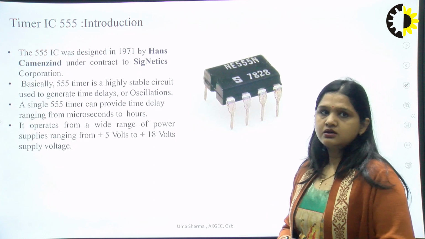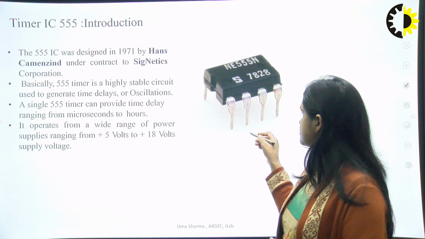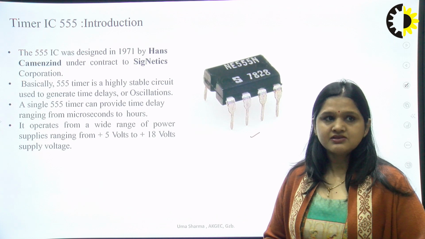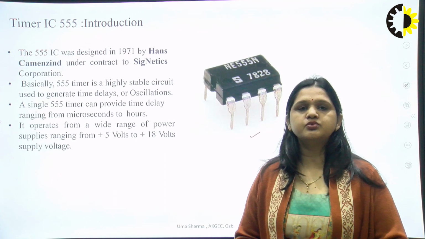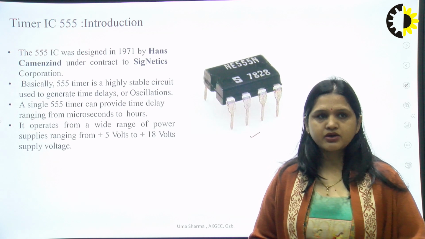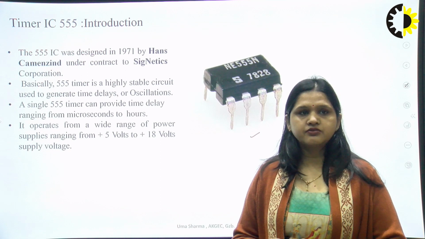So, you can see from this slide, the IC is shown over here. It is an 8-pin IC, which is manufactured by Signetics. Basically, it is a highly stable timer IC that is used to generate time delays or oscillations. This 555 timer IC can generate a time delay ranging from microseconds to hours, and it can operate at different power supplies, like 5 volt to 18 volt.